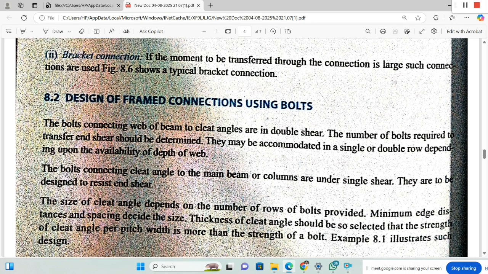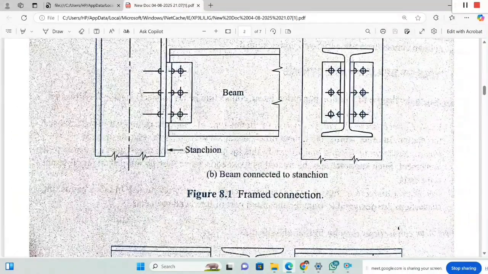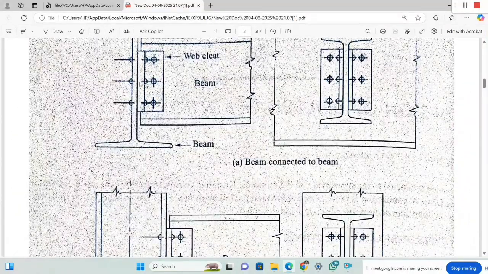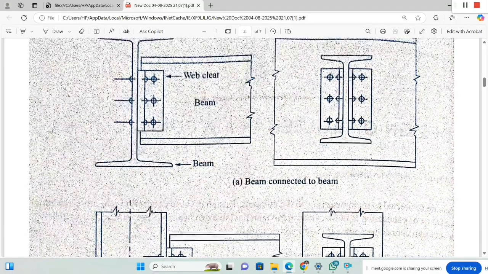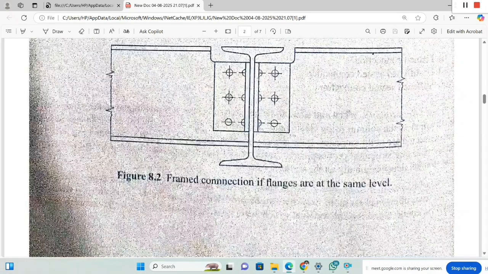So first, if you consider the first type, here in this diagram, a simple beam to column or beam to beam connection, the shear force from the secondary beam is transferring to the main beam. So if you consider these bolts, these are in double shear. Here one shear plane is there, another shear plane is there. So they are in double shear.